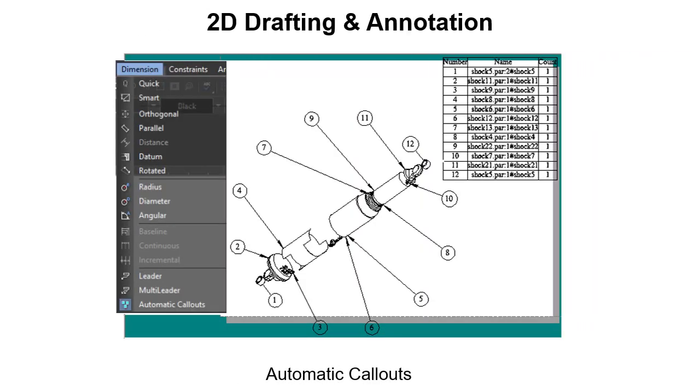TurboCAD 2023 introduces a new tool called Automatic Callouts. This tool enables users to intelligently add callout dimensions to their drawings with just a few clicks. Callouts can be arranged in a circular formation or along a polyline. Additionally, a bill of materials table can be optionally created containing the callouts.